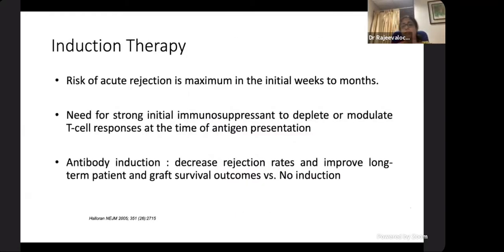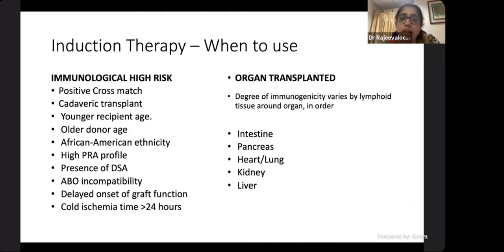Now, coming to the induction therapy. Induction therapy is what we give early on, just prior to the transplant or on the day of the transplant, to minimize the risk of acute rejection in the initial days, weeks, and months. There is a need for strong initial immunosuppression to deplete or modulate the very good T cell responses at the time of antigen presentation. The antibody induction decreases the rejection rates and improves long-term patient and graft survival outcomes versus no induction. Now, when do we use this induction therapy?